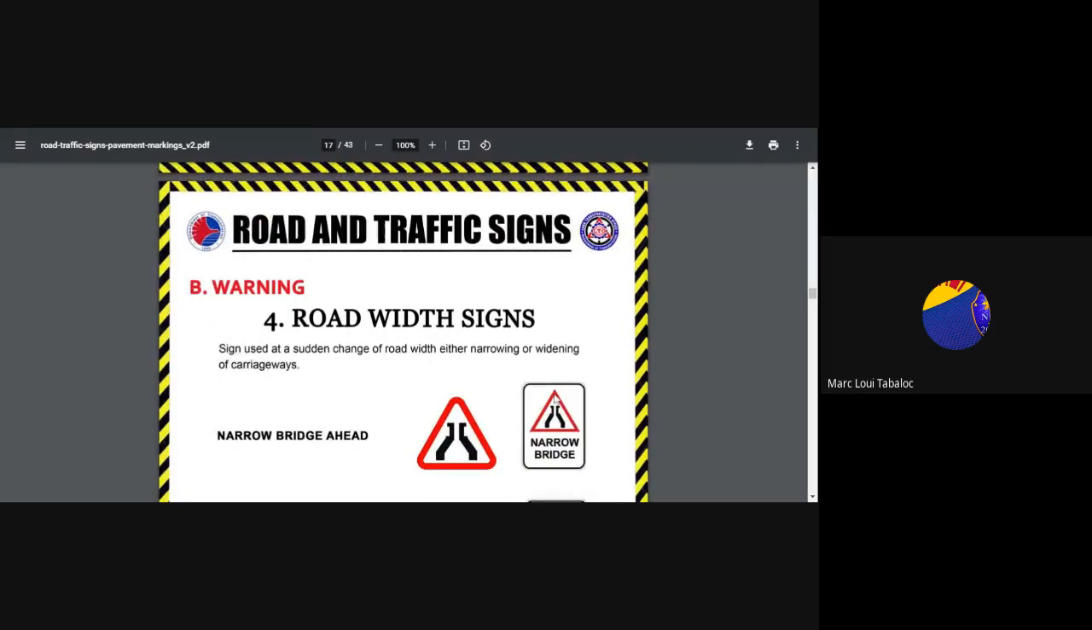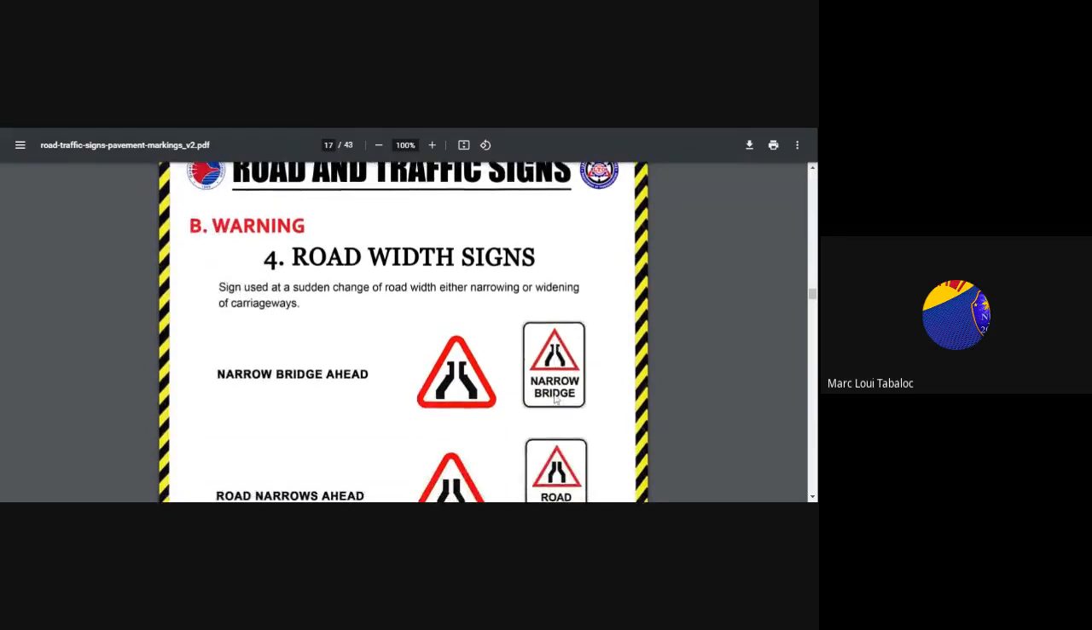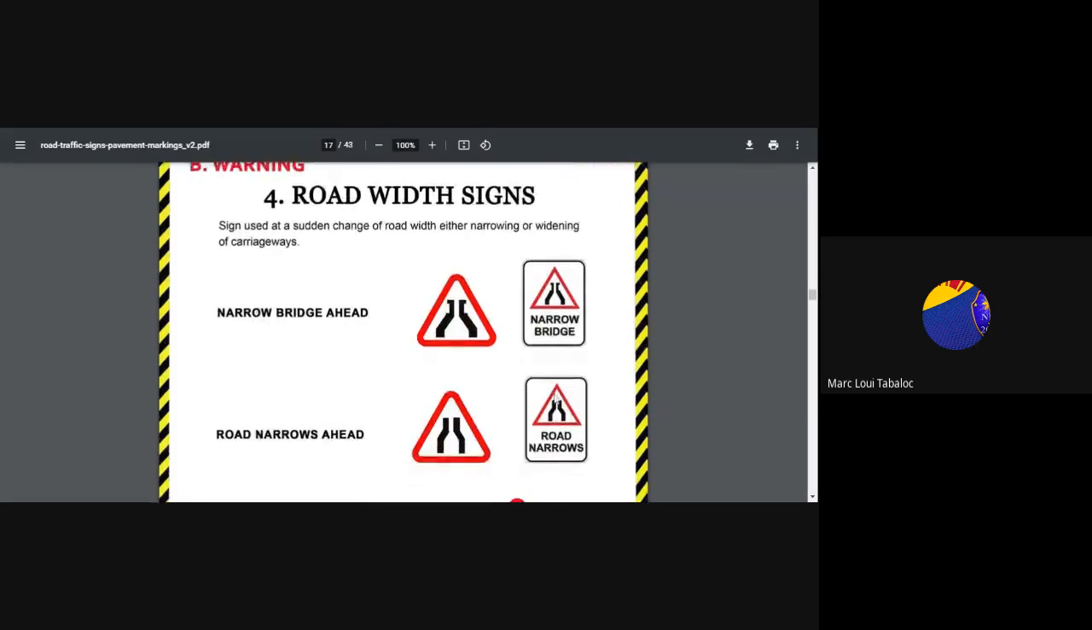Okay? Next, under warning signs, this road width sign indicates and informs road users that, oops, the road will narrow. From a very wide lane of the road, it becomes narrow because of the bridge, a two-lane bridge. So the road narrows, and you need to slow down, because that's what you can expect a few meters ahead.